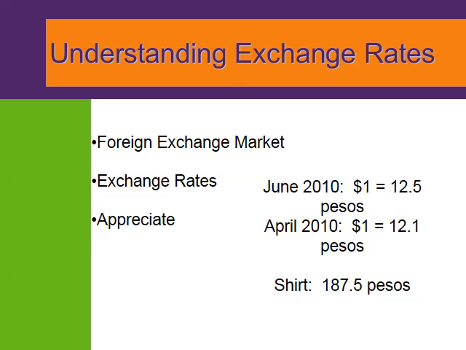What happened to the value of the peso? In June of 2010, 187.5 pesos would have bought $15. In April, it would have bought $15.50. In other words, in the span of 2 months, the same amount of pesos bought fewer dollars. Economists would say that the peso has depreciated against the dollar. The price of the peso, measured in dollars, has fallen.